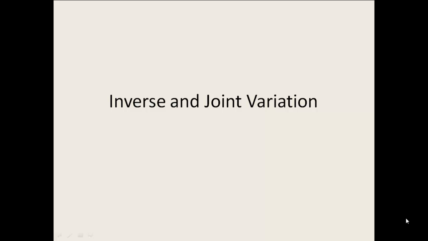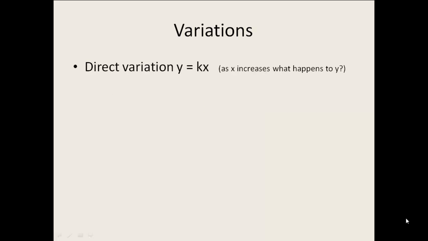We're looking at inverse and joint variation. Now we're first going to review direct variation. That's from quite a while ago. With direct variation we had y equals k times x. And one thing we want to just kind of review is what happens to the y as our x values increase. Now remember, k is our constant of variation, so it's going to remain the same.